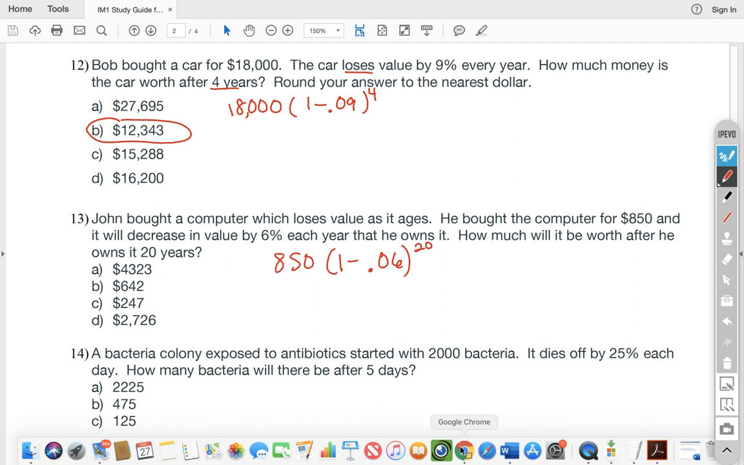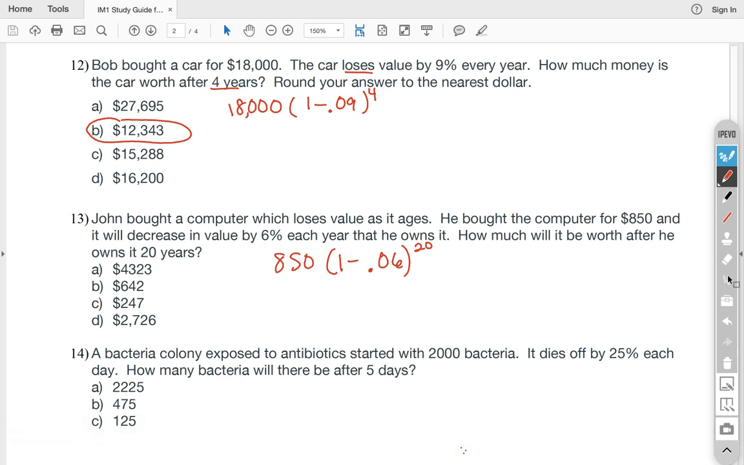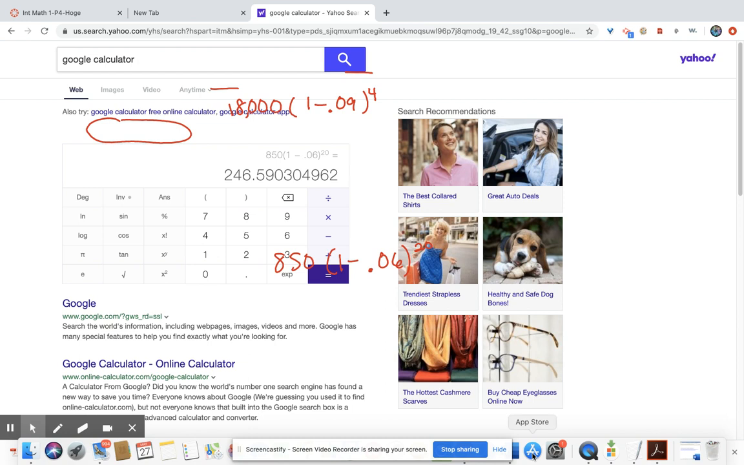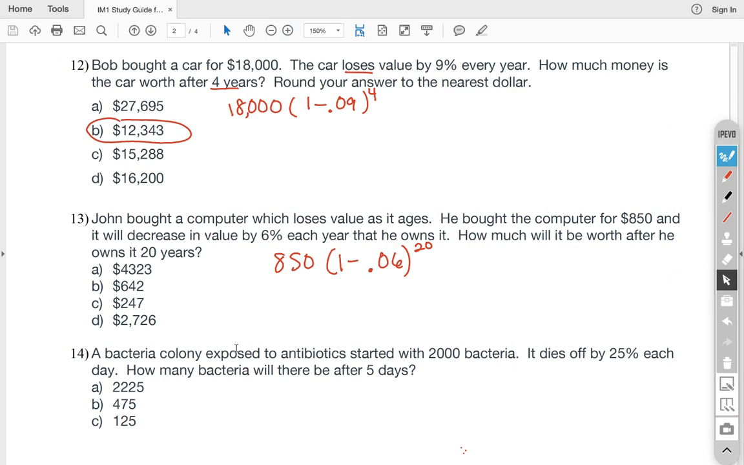So let's go and do that. So 850. All right, so we're going to type in 850, parenthesis, 1 minus 0.06, to the 20th power. 246.59, so about 247. 247. So let's go back. 247.